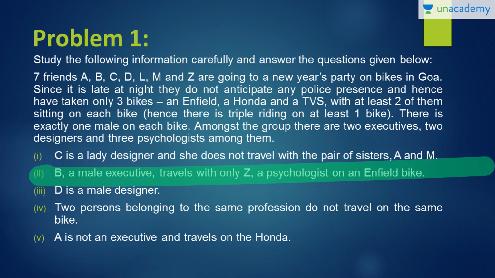B, a male executive, travels with only Z. With only Z means they are not traveling in a bike which has triple riding. They travel in a pair. B and Z travel together, where B is the male executive, which means Z has to be the female, and she is a psychologist. And they are traveling on Enfield bike.